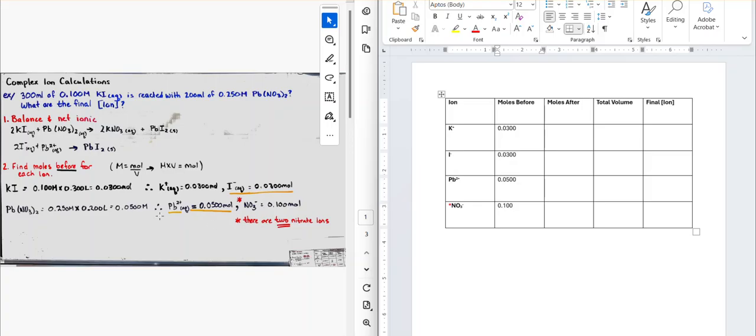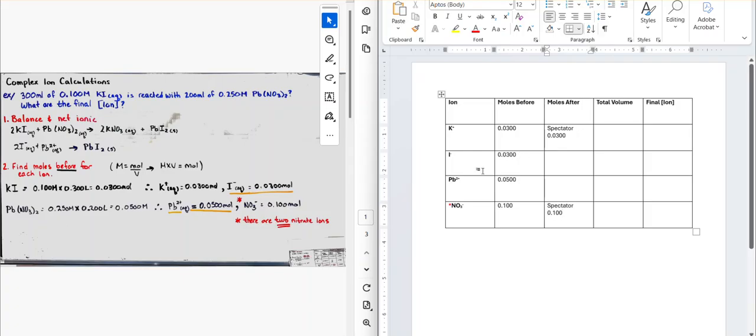So now what we need to do is look at what's what. So here I know that this ion for the potassium is going to be one of the spectators. And so its concentration is going to remain the same. And the other spectator ion is going to be the nitrate. So this is a spectator as well, and so its concentration is going to remain the same as well.